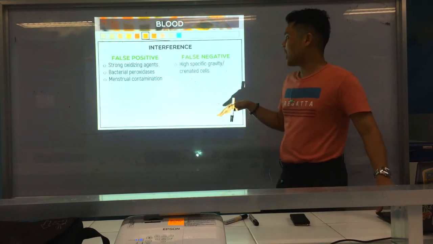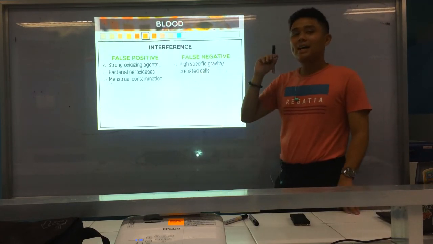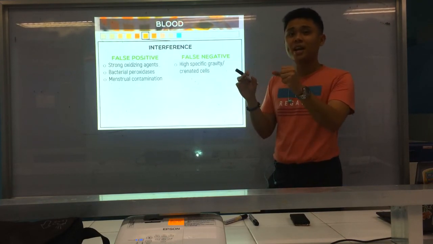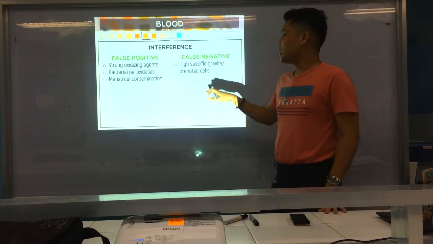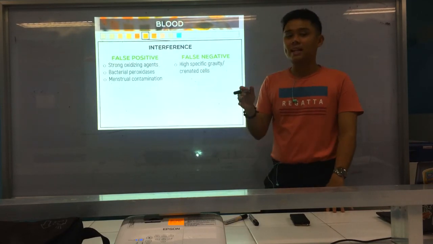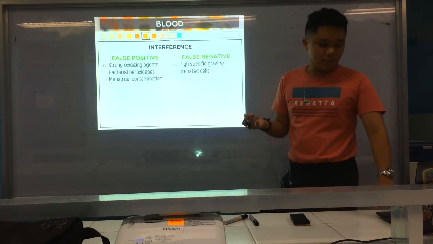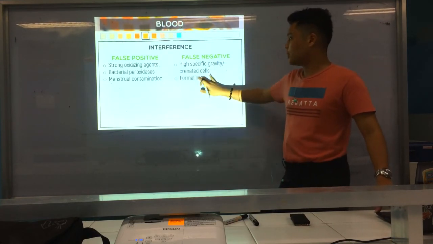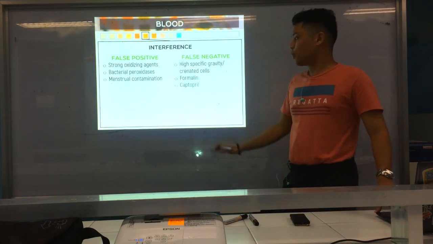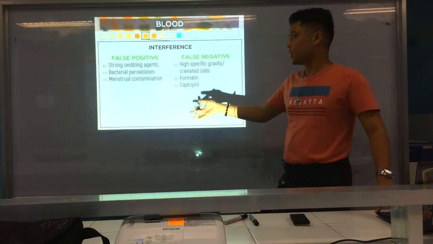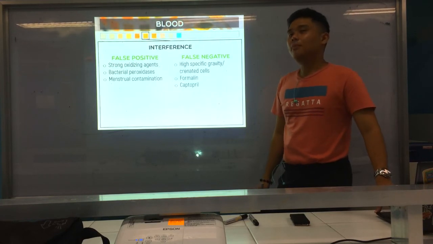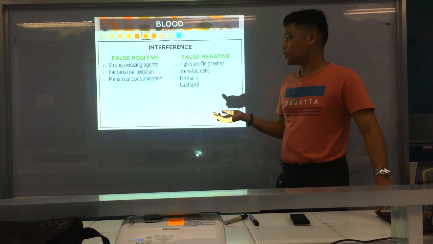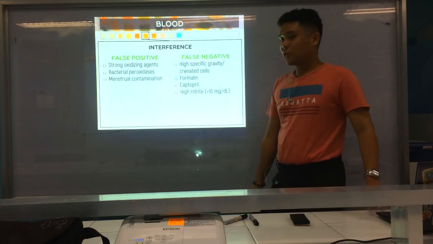Alright. Now, false negative, high-specific gravity or crenated cells. Why? Because ang crenated cells, dili na siya ma-detect, meaning ni shrink ra ang cells. Wala siya ni erupt yun. Alright? So, high-specific gravity, decrease na ang sensitivity. Dili na siya ma-detect sa the enzymes that we use. Formalin, I think it affects also the enzymes, yeah. Captopril, which is a hypertensive medication, still, same reason, maka-affect siya sa the reagents that we use, and high nitrites greater than 10 mg per dL.